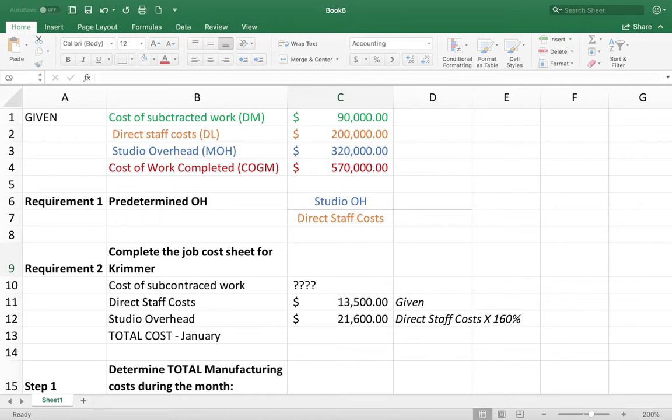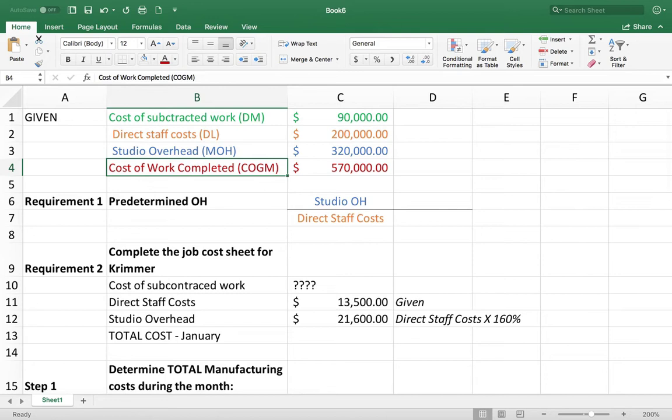So if you look at problem 4-16, what you can see here in my spreadsheet is all of the costs that have been given. So this is just a copy from the problem. There was a cost of some subcontracted work, which is known as direct materials, $90,000, direct staff costs, otherwise known as direct labor, $200,000. This is the manufacturing overhead, and that's the total cost of the work completed thus far, otherwise known as cost of goods manufactured. So we've been dealing a lot with the manufacturing world. This is just a transition to the service company.